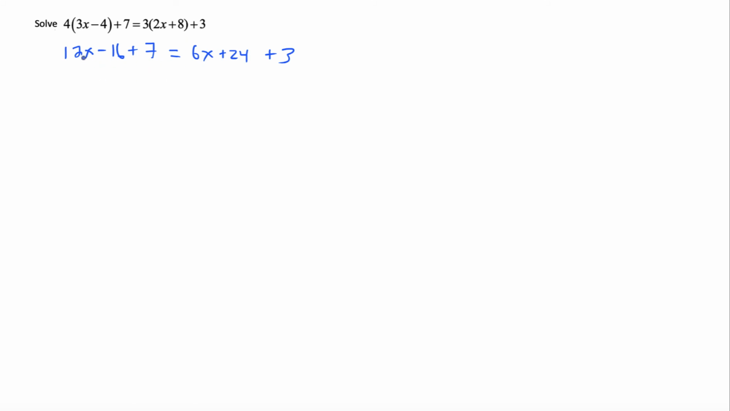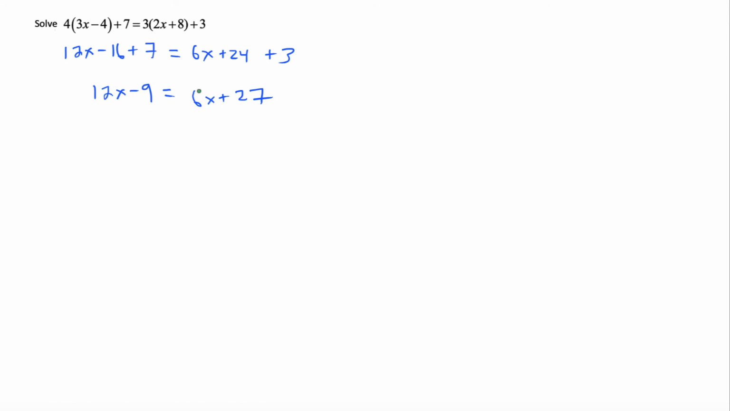So on the left side, we notice we have 12x minus 16 plus 7. Well, we can certainly combine the negative 16 plus 7 here, right? That's going to give us negative 9. On the right side, we have 6x plus 24 plus 3, and we can combine the 24 plus 3 here. So we end up with 6x plus 27. Okay. So now we have two terms on each side. So what's left is to combine the x's on one side and the numbers on the other side.